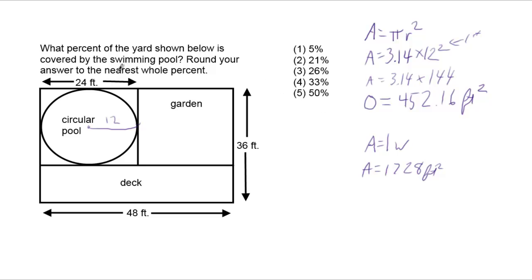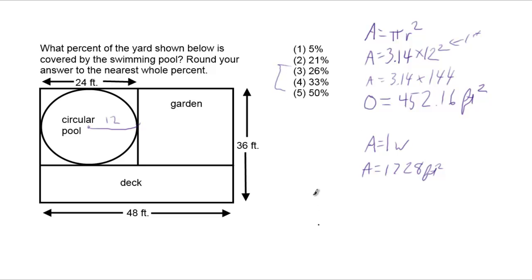Now the question is, what percent of the yard is covered by the swimming pool? So what percent of the yard is this? Looking at it, we're thinking it's more than 25%, but less than 33%. So just using common sense, our answer should be in that range, but we need to calculate it. It's probably going to be one of these two, but to be sure, we calculate it.